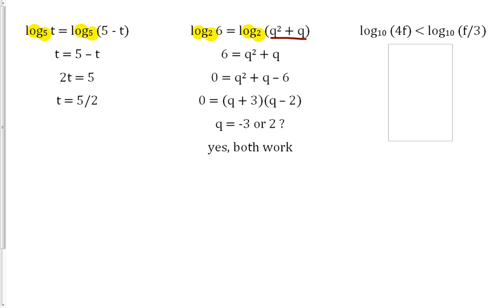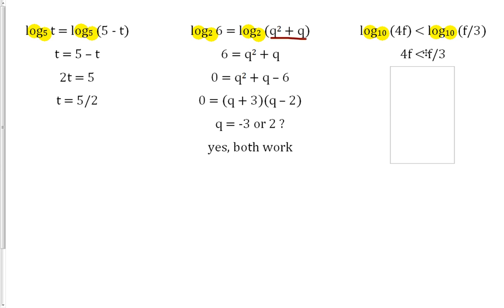Last one here, we have a log base 10 of 4f and a log base 10 of f over 3. We have a log and we have a base 10, so let's go ahead and just drop the logs on both sides. Remember, this only works if there's one term. If there was a second term here, you couldn't do that. But if there's one term on each side, you can drop the logs.